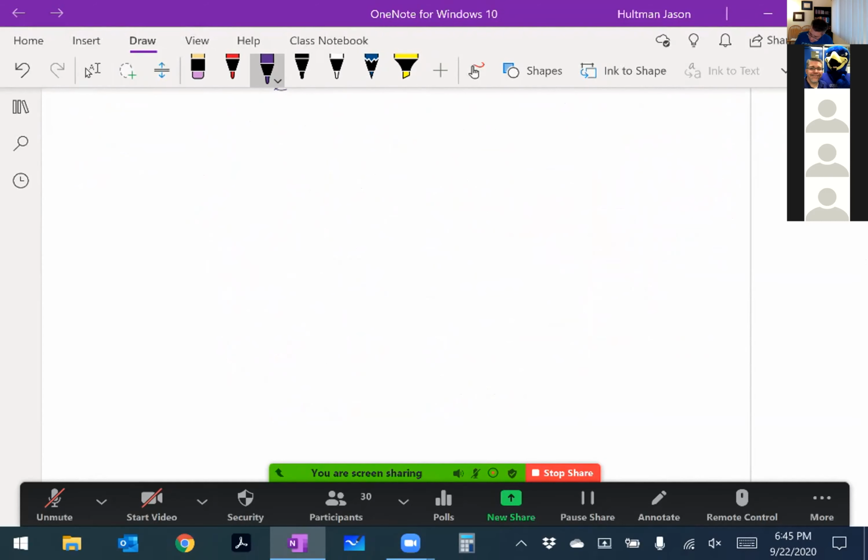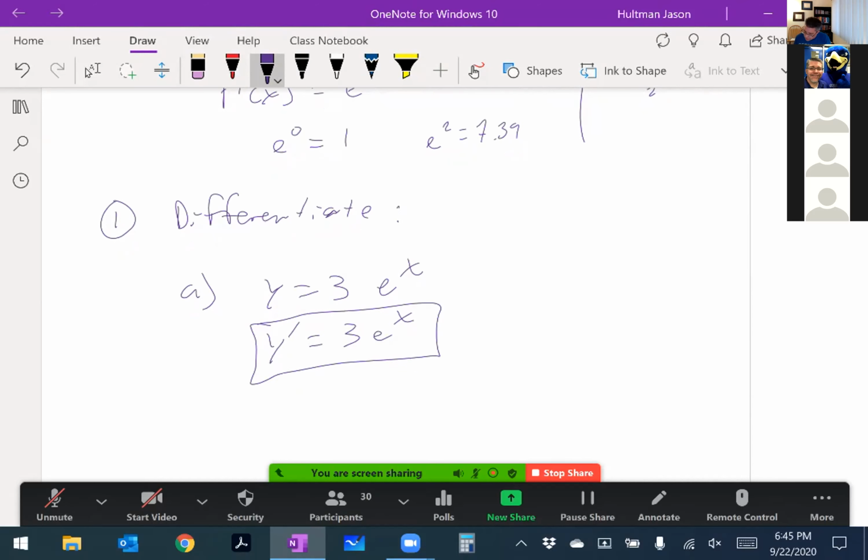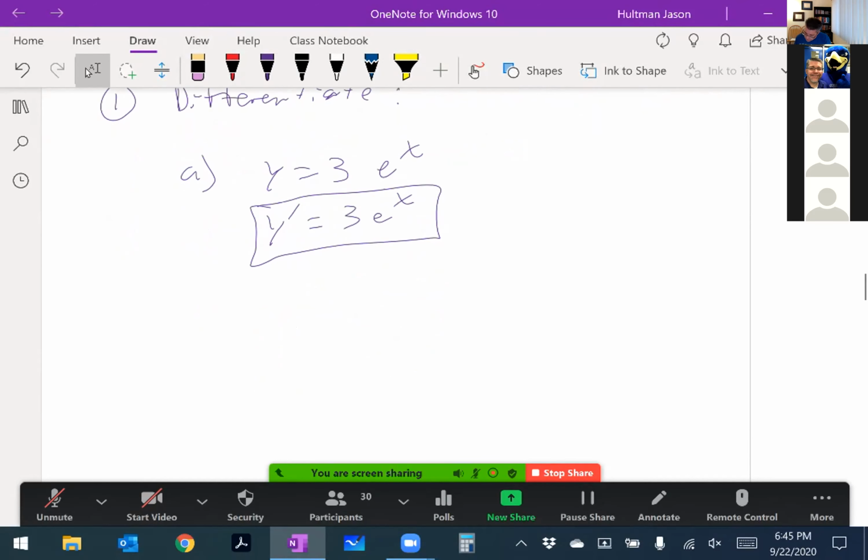Okay, number 1. Let's differentiate. A: y equals 3 e to the x. Well, what's the derivative of y equals 3 e to the x? It is just 3 e to the x. It is its own derivative, even if there's a number in front, from the properties of derivatives.